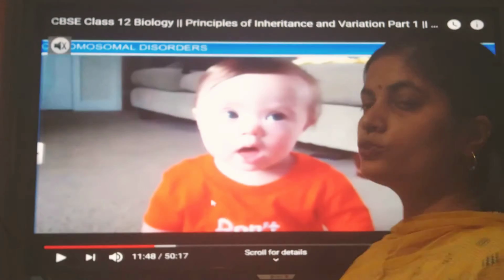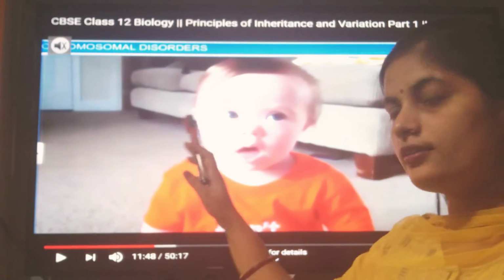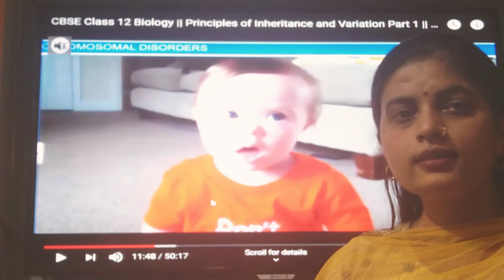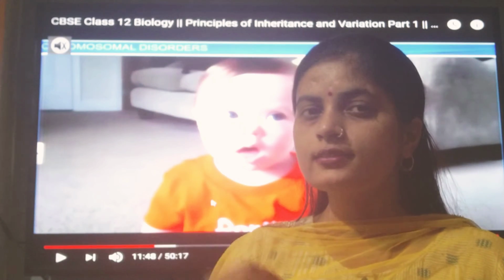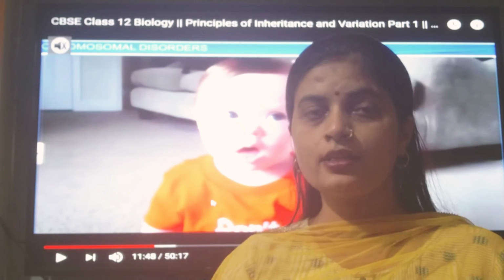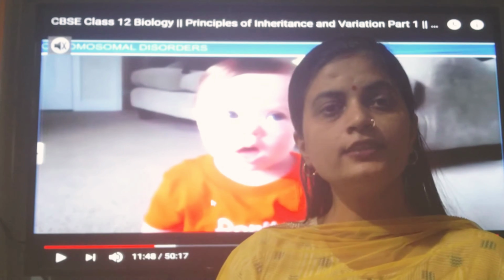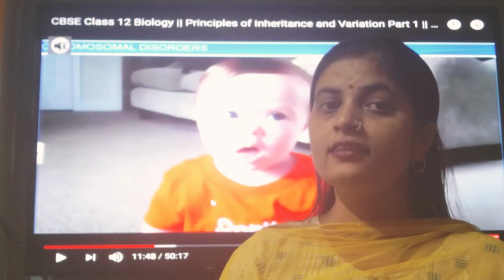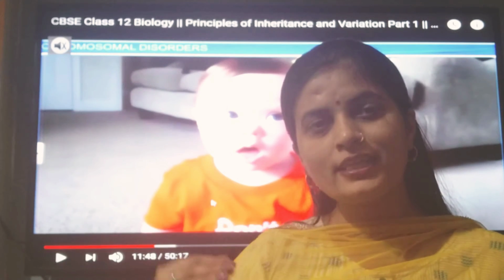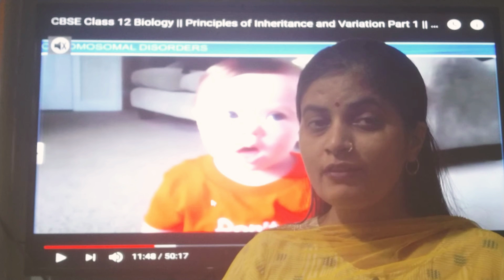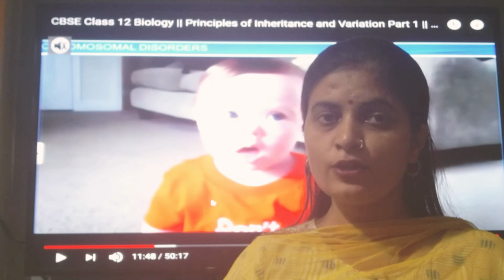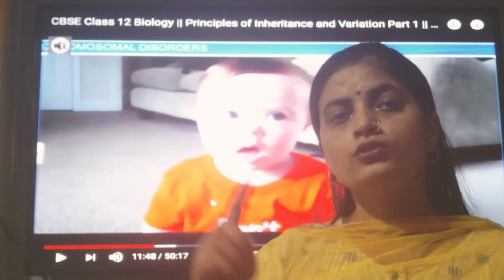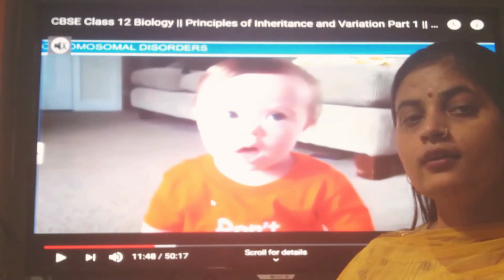Starting the topic chromosomal disorders here. In this topic, we are going to study how the number of chromosomes gives specific features to an individual, and in case it fluctuates, that means whether an extra chromosome gets added or one of the chromosomes gets eliminated, what will happen in that case? Certain disorders occur in the organism, which are mentioned in your NCERT also. So that thing we are going to study here.